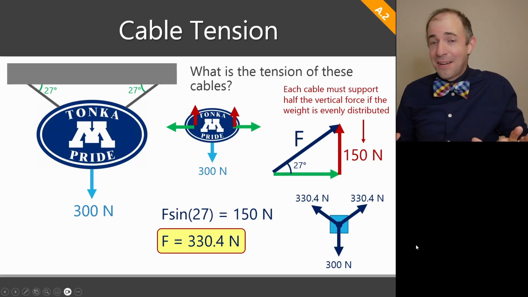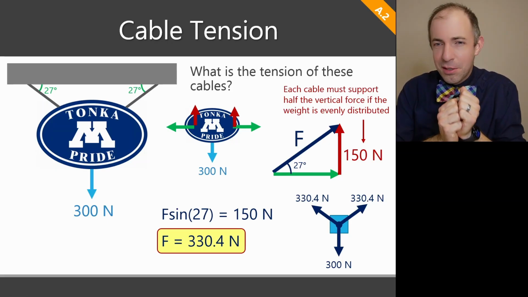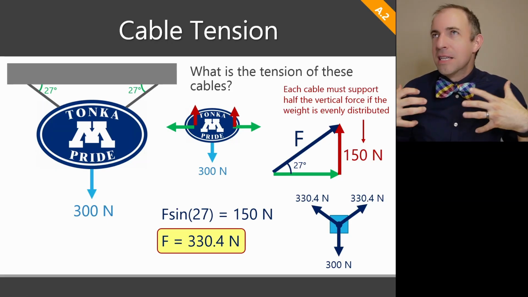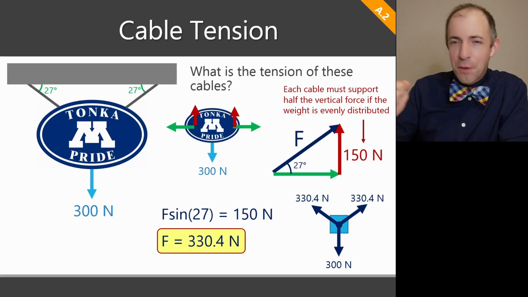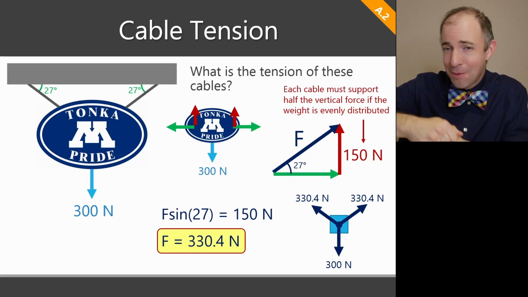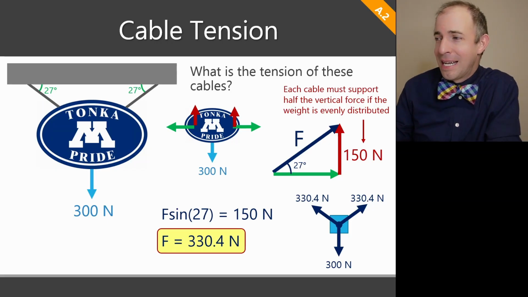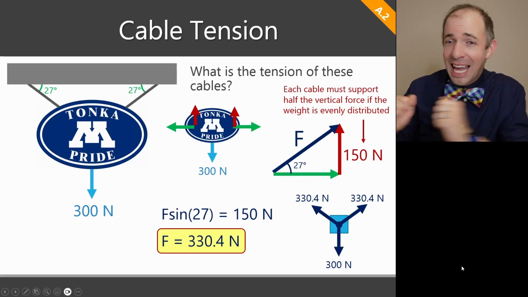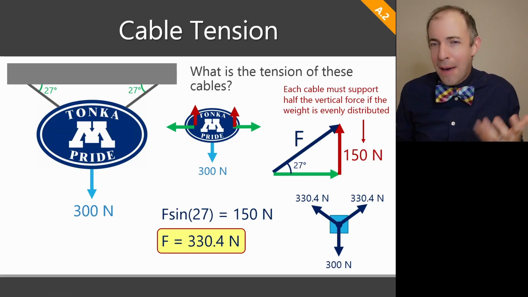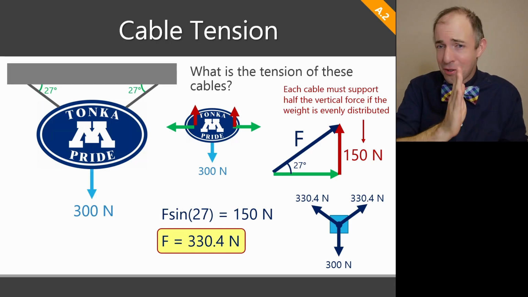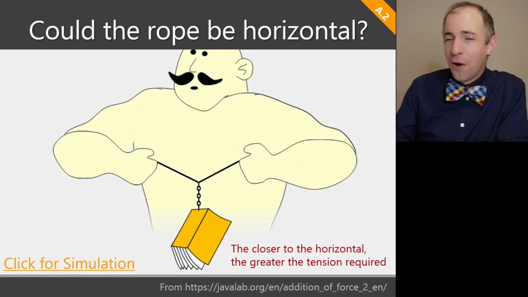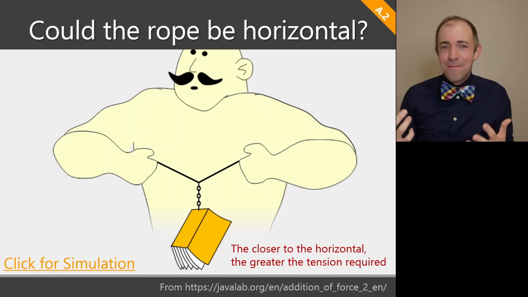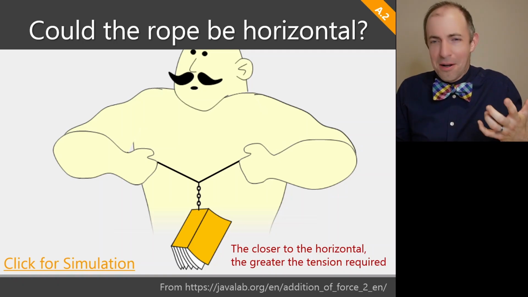Now that feels kind of wild, that each one of these ropes, these cables, is supporting a stronger tension, more force, than if you were to have just one single rope going straight up supporting that sign all by itself. And that is all because of the angle and what needs to happen in order to get that vertical to the 150 newtons that's required. So this can be thought of as basically the strongman physics.